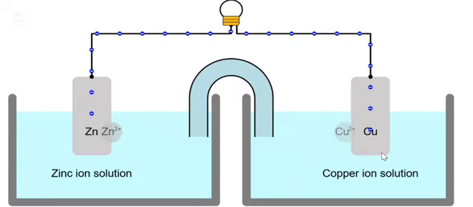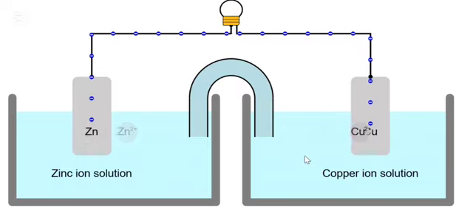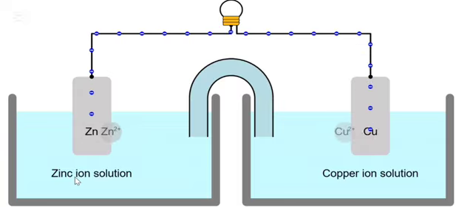Remember, we said this is something that you can actually carry out in the laboratory. And when we are carrying it out in the laboratory, the conditions must be standard conditions. When we say standard conditions, we are saying that the solution we are using here must be 1 molar, in other words, 1 mole per dm cubed. So if we are using copper sulfate, we must calculate the molar mass of copper sulfate and dissolve it in 1 dm cubed of water. The same thing applies here. If we are using zinc sulfate, we must calculate the molar mass of zinc sulfate and dissolve it in 1 dm cubed of water in order to form 1 mole per dm cubed of solution, which is one of the conditions that we normally use. It must be in standard conditions.